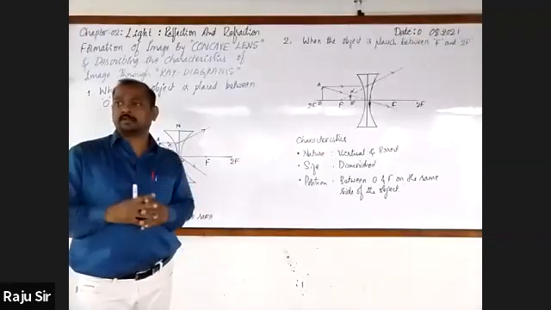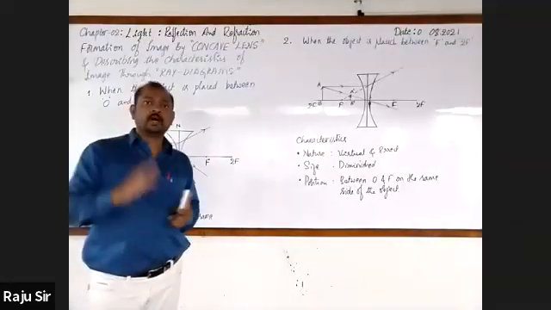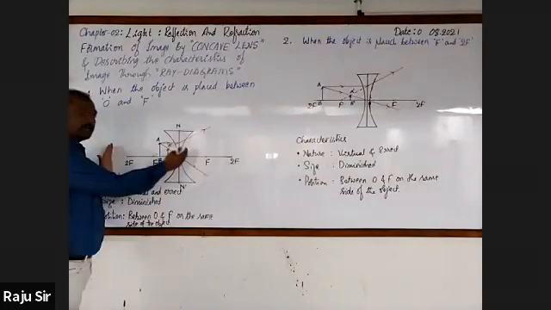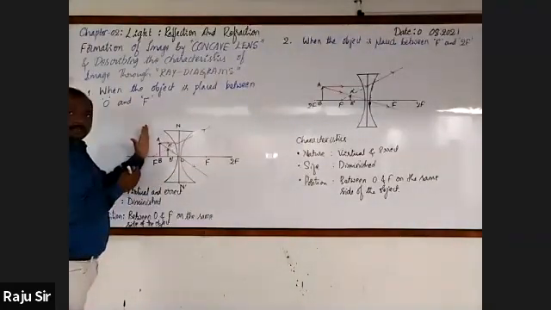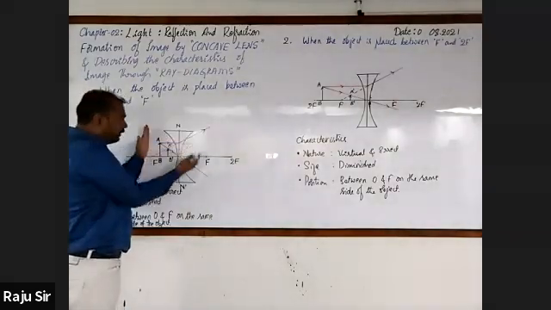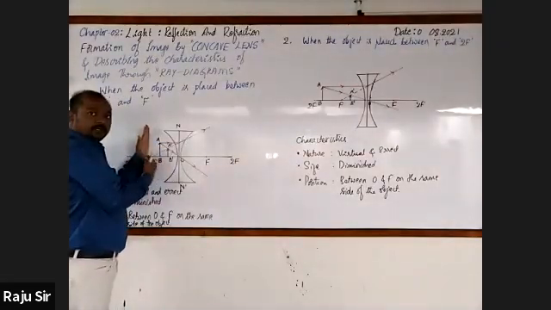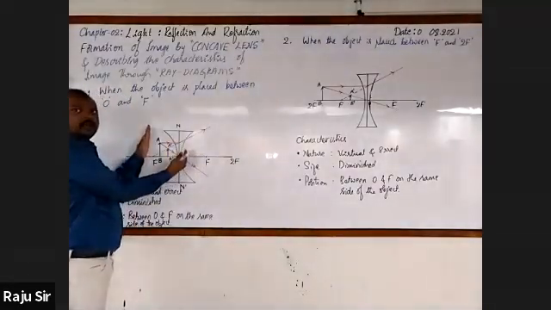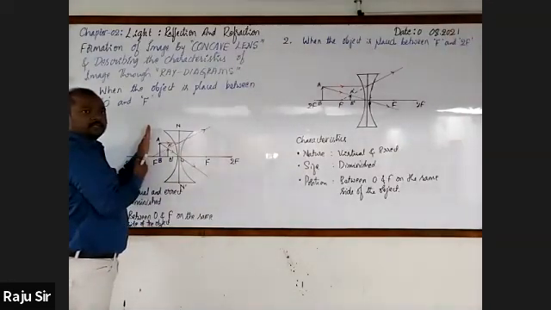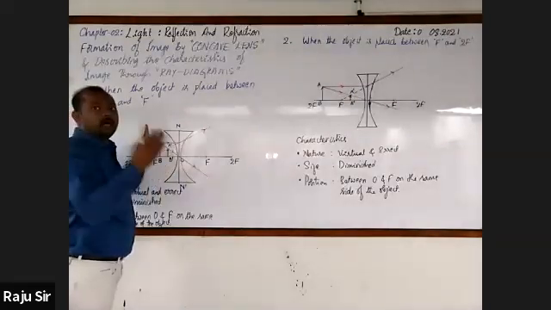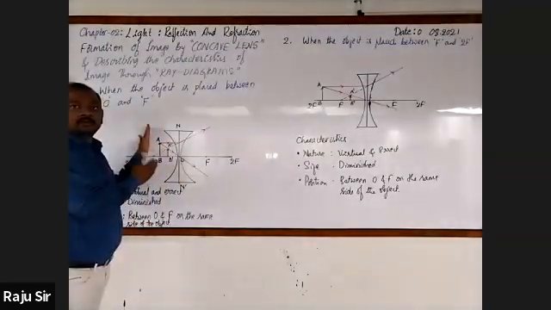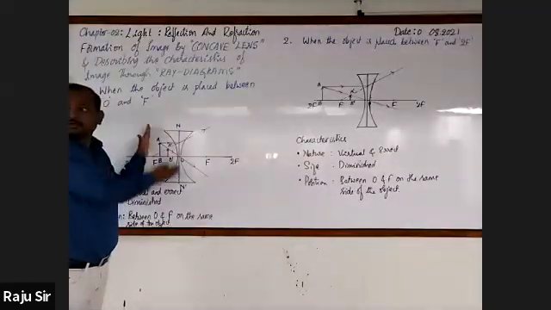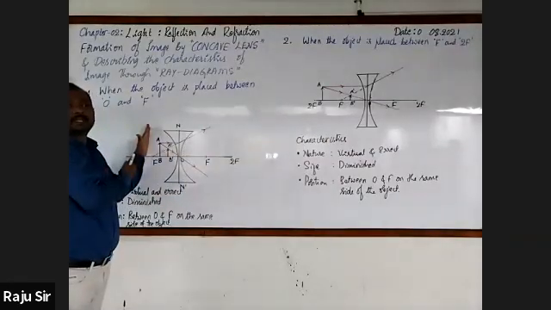Whether it may be lens or mirror, concave or convex, object distance will always be negative because that distance is in the direction opposite to the light. I have placed the object here. Light is moving from left to right, but the distance is taken from the optical center, right to left. It is opposite to the direction of light. Hence, object distance is negative. Clear? In case of mirror, we take the distance from the pole. In lens, we take the distance from the optical center.